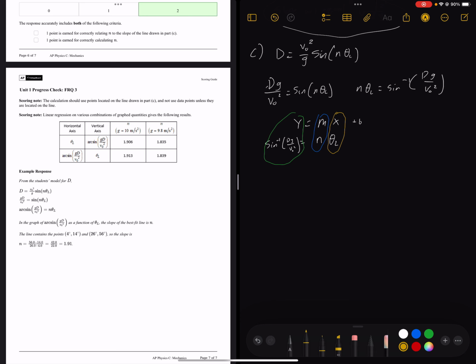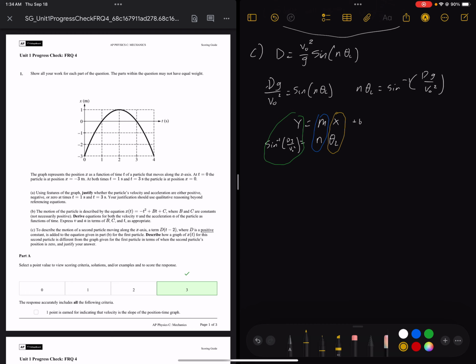That's basically it. Now finally, for the last FRQ. Here I have a position x as a function of time. A particle moves along the x-axis. At t equals 0, the particle's position is -3. At time t equals 1 and t equals 3, the particle's position is x equals 0. Using features of the graph, justify whether the particle's velocity and acceleration are positive, negative, or 0 at time t equals 1 and time t equals 3.